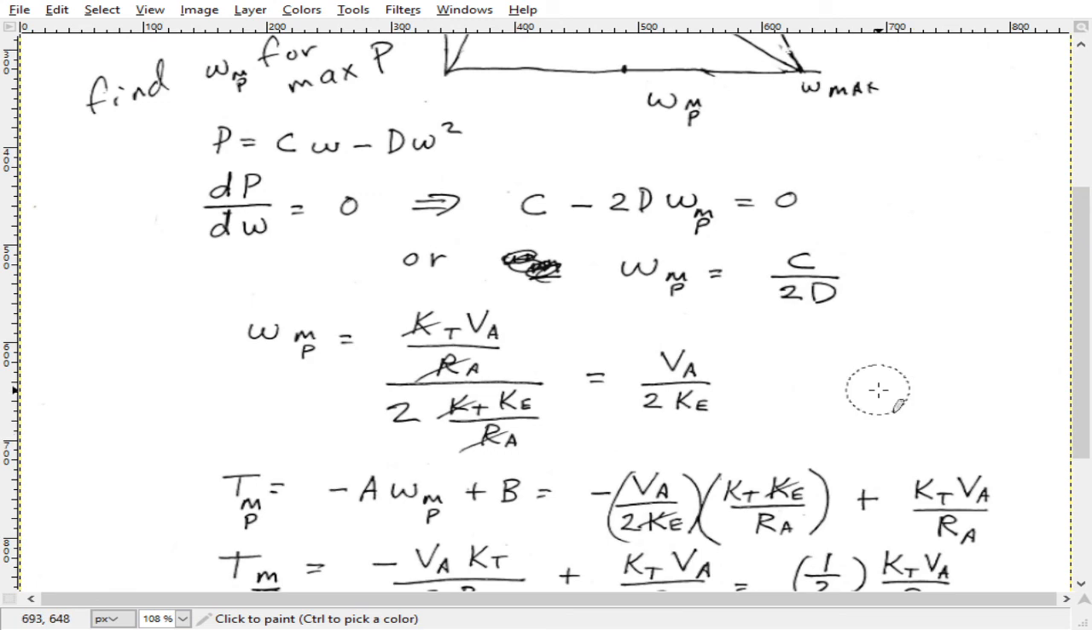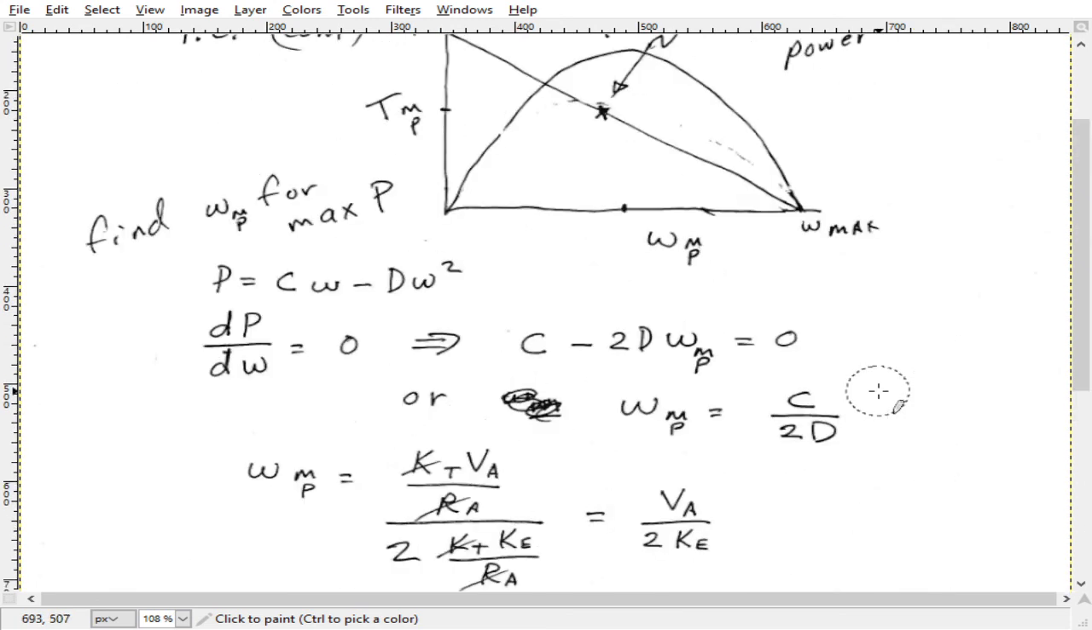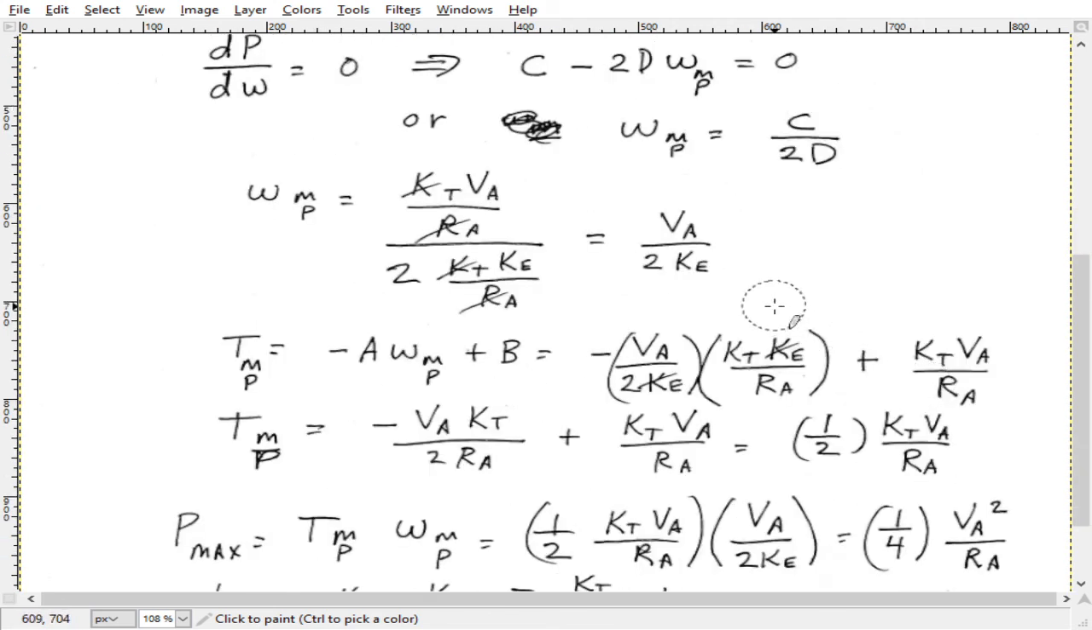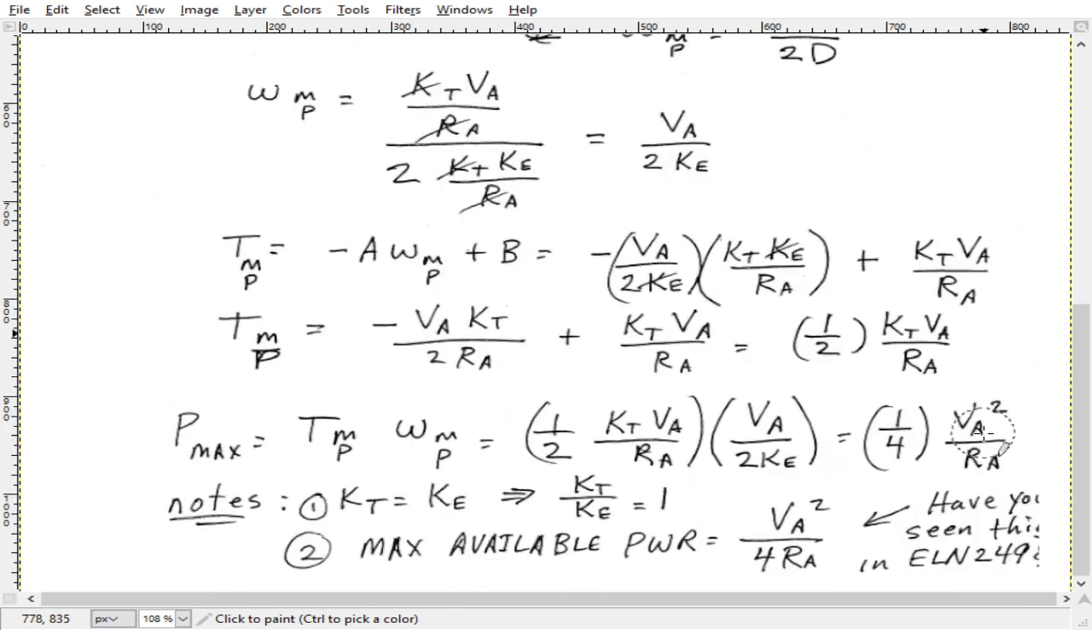Now my question is, I know what this speed is. What is the actual torque that's being produced at that point? So that's what we want to do now. I take my torque equation that I had before, and I plug this particular speed into the equation, and I end up with this, and what I see is that it's equal to 1/2 kT VA over RA.